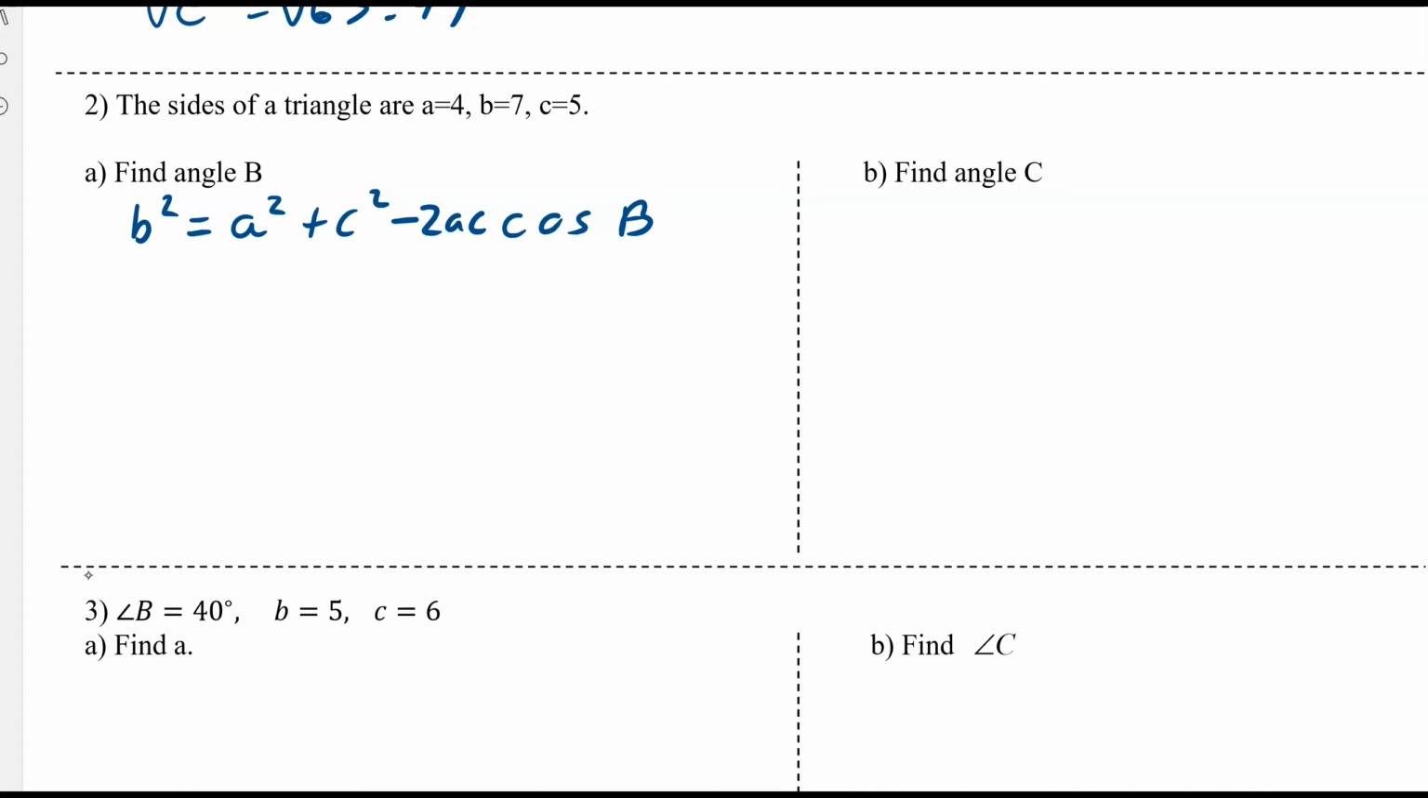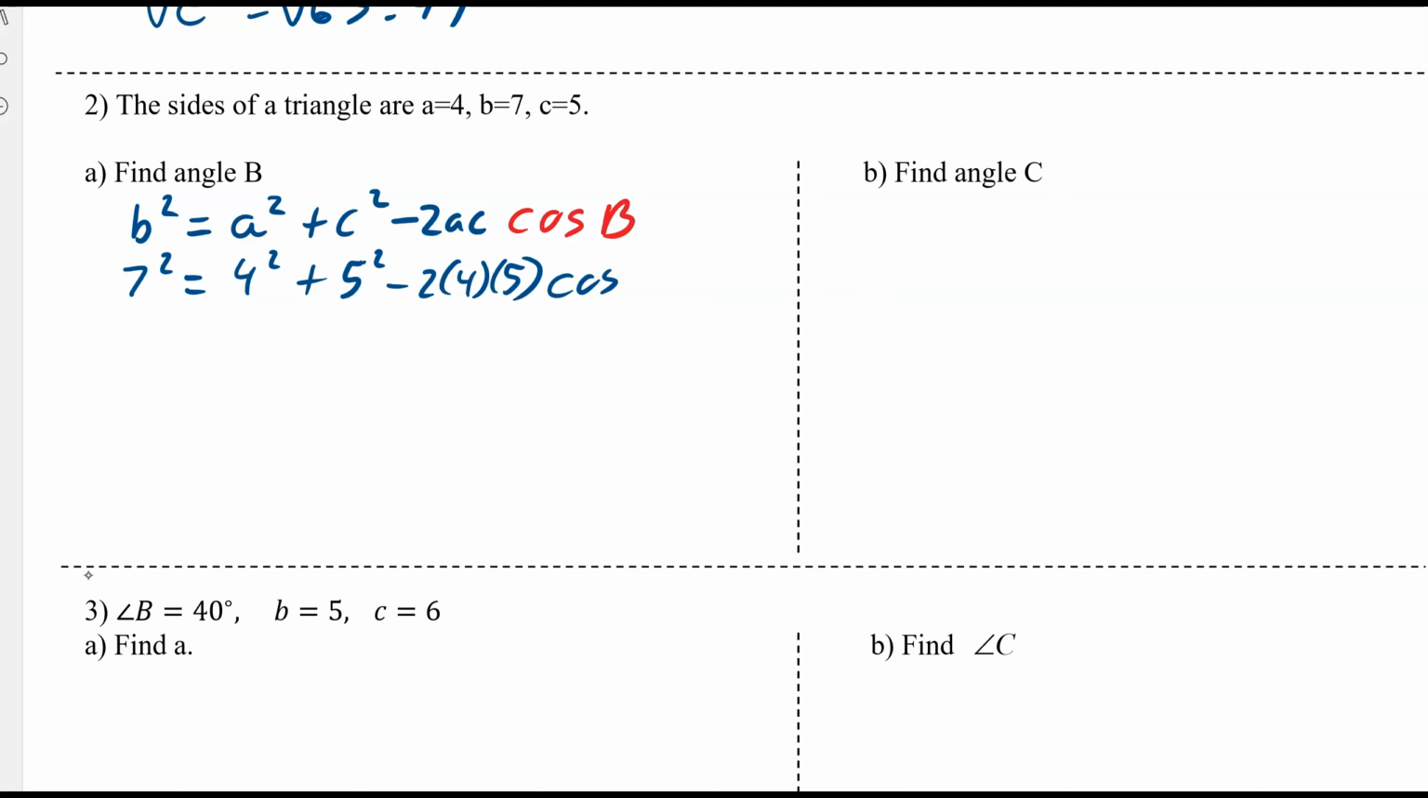So now all we have to do is plug it in and solve for cosine B. What I'm going to do is erase cosine B and put it in red, because that's what we need to solve for, that entire cosine. And then at the end, we can do an inverse cosine on it to find angle B. So let's plug it in. That's 7 squared. That's 4 squared. That's 5 squared minus 2 times 4 times 5.